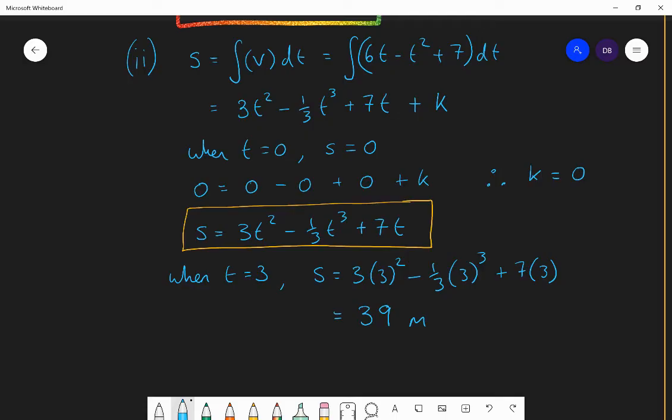The reason I know it's meters is because we're dealing with meters per second with velocity, and so the units we're using are meters in this. So displacement will be in meters. So that is the answer to this question.